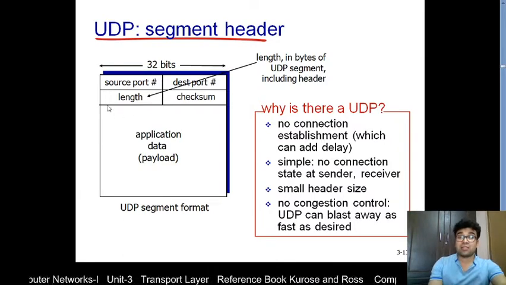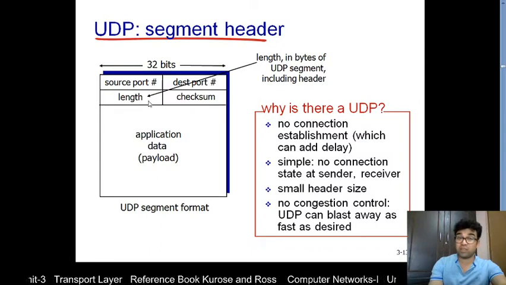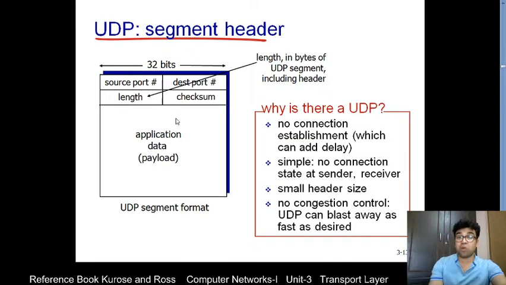65535, and this length is the combination of the data which has come from the application layer and the fixed size header, which has 8 bytes only. 2 bytes, 2 bytes, 2 bytes, 2 bytes. 2 bytes are used for source port number, 2 bytes for destination port number, 2 bytes for the length field, which is the complete length of this UDP segment, a combination of the payload and the fixed length header part, and the checksum field, again 2 bytes.